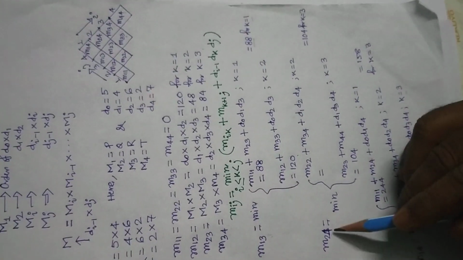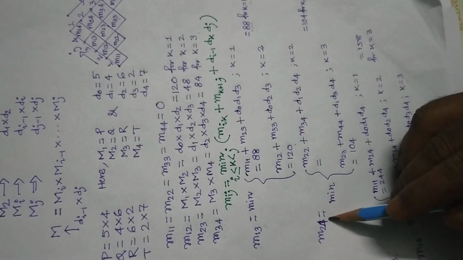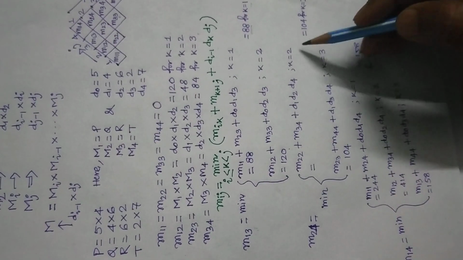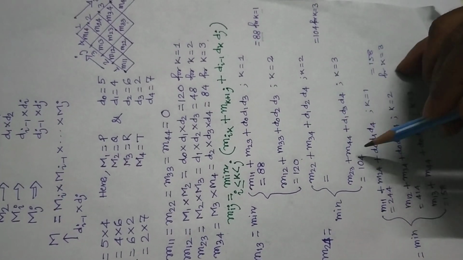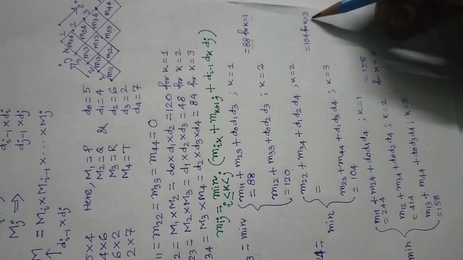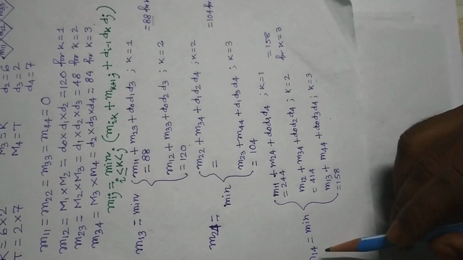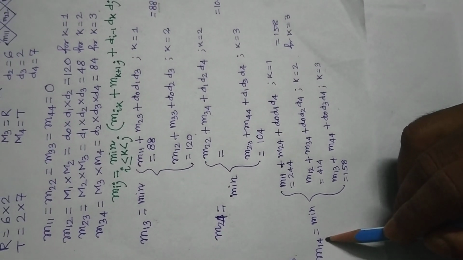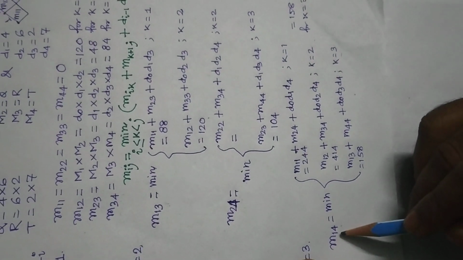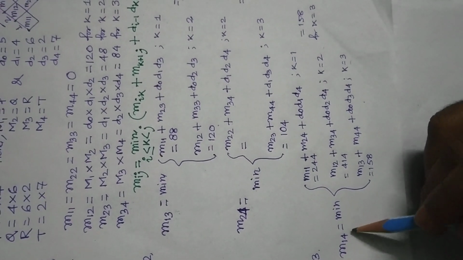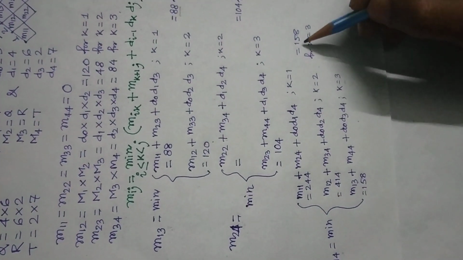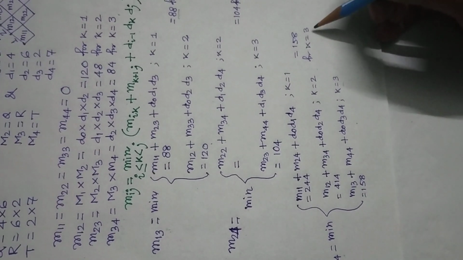Similarly, for M24 there are two possible values of k, k is equal to 2 and k is equal to 3. If you put in the formula and calculate, you will get the minimum value of M24 equal to 104 for k is equal to 3. Similarly for M14, that means multiplying M1 to M4, there are three possible values of k: k is equal to 1, 2 and 3. Putting them in, you will get the minimum value of M14 equal to 158, that is for k is equal to 3.